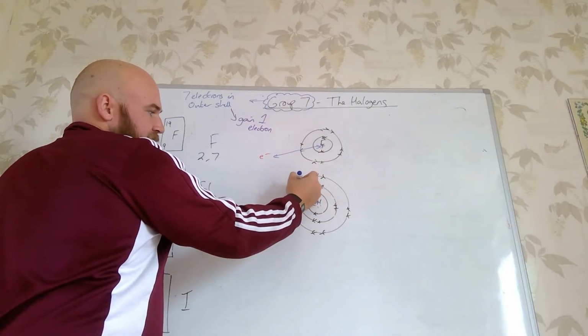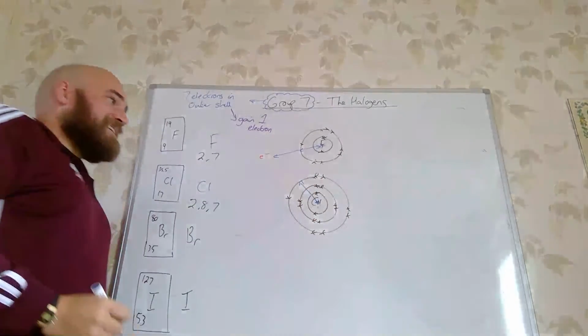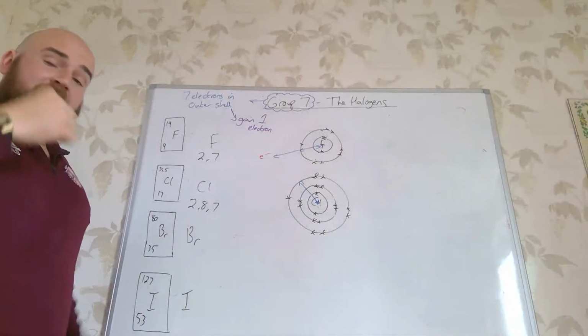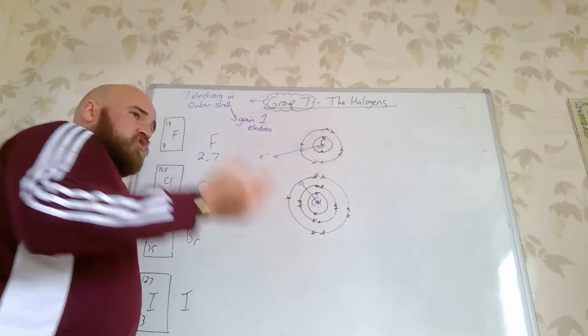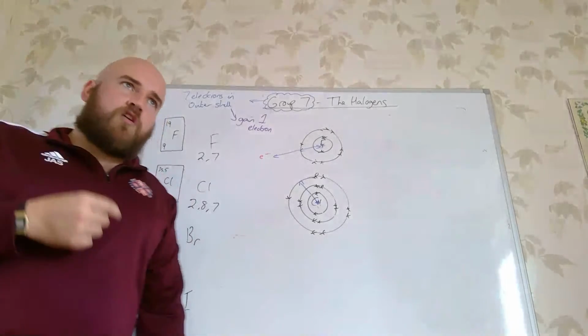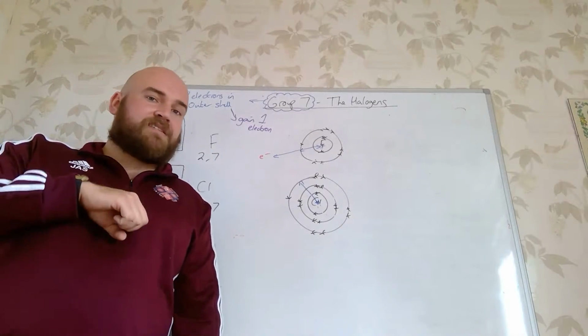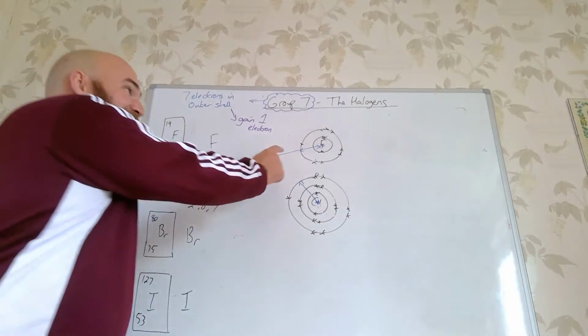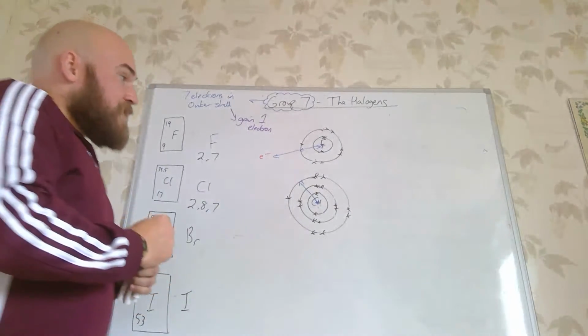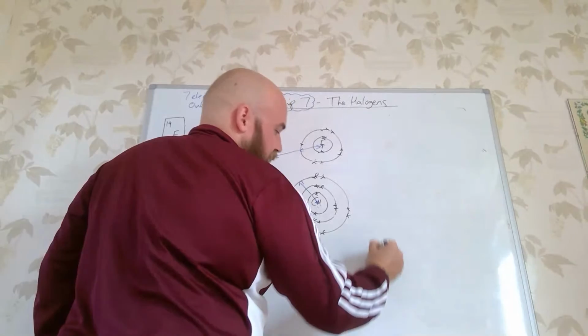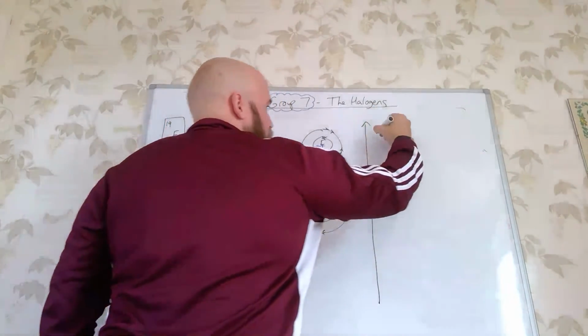Compare that to chlorine, it's a bigger distance, therefore there is a weaker attraction to the outer shell. So the smaller the atom, the stronger the attraction between the nucleus and the outer shell. So the easier it is to actually gain electrons. So reactivity actually increases going up the group.